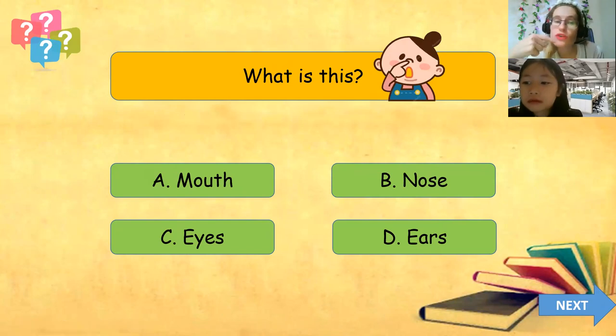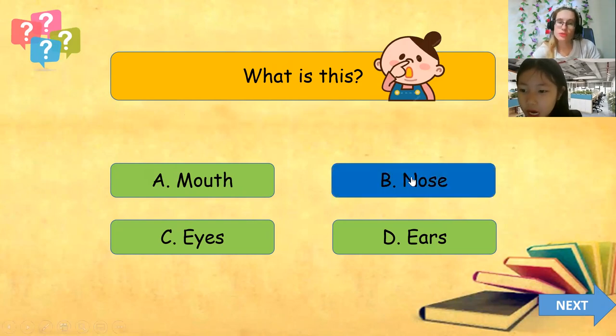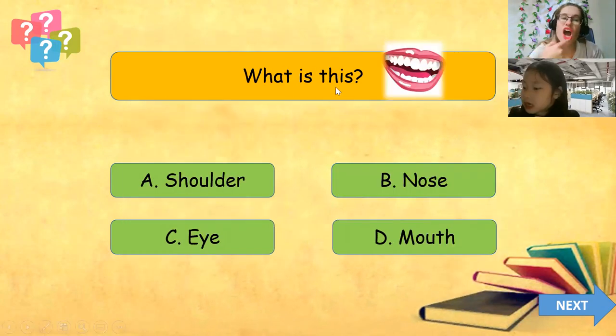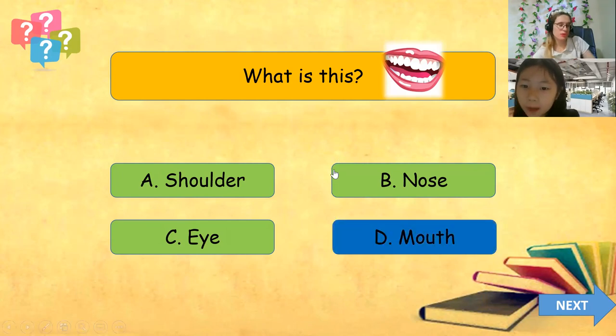Nose. Good. This is a nose. This is a nose. Good job. What is this? This is a mouse. A mouse. Good. Better. Good job.